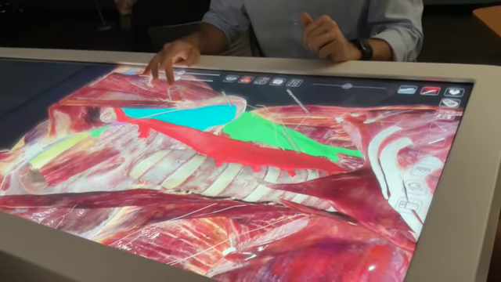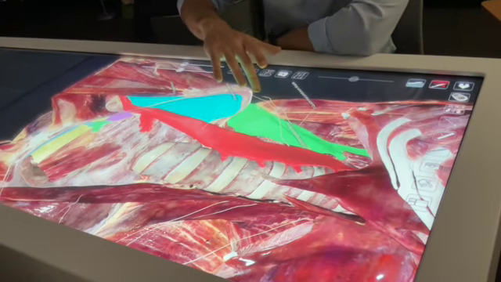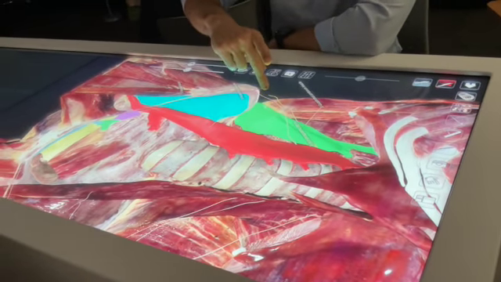So we can see that just below there. And here in this situation, we can see pretty clearly that ilioinguinal nerve actually passing through the inguinal canal.